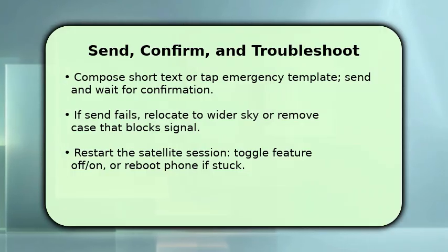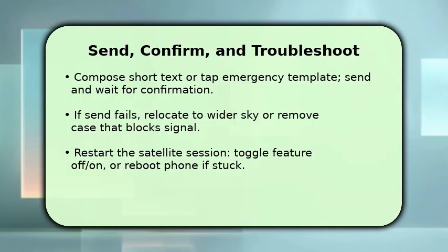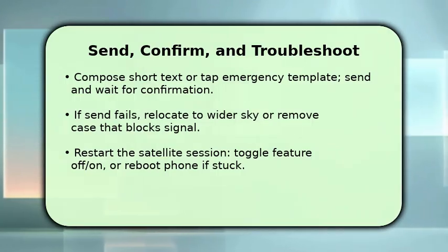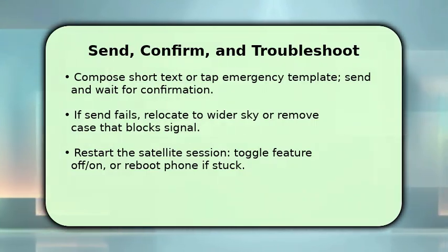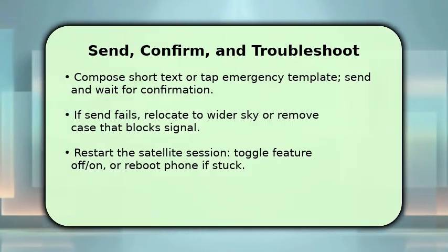If it fails, move to a more open area, remove obstructive cases, and retry. These quick physical changes often fix alignment. As a key troubleshooting tip, toggle satellite in settings or reboot your iPhone to reset the handshake if the session remains unresponsive.